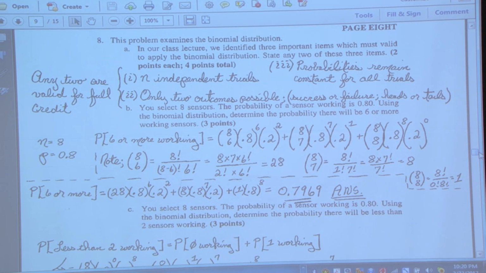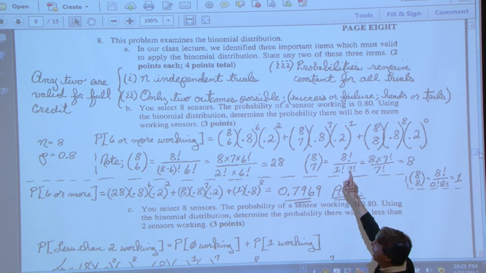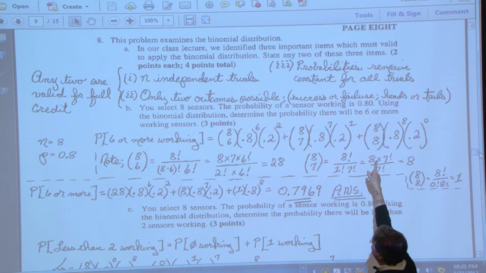Now, Kevin, the hardest part about these problems for me is careful reading. I don't know if you have this problem. I got to read these like twice. We select 8 sensors. The probability of a sensor working is 0.8. Determine the probability of 6 or more working sensors. That means 6, 7, and 8. So that's 8 choose 6, 8 choose 7, 8 choose 8. Now be careful, set this up right. Probability of a sensor working is 0.8.